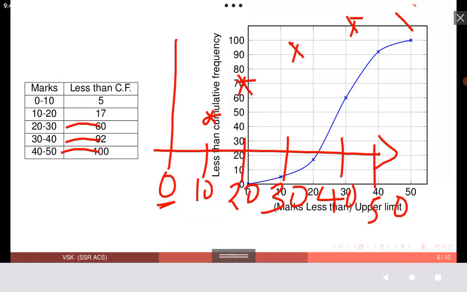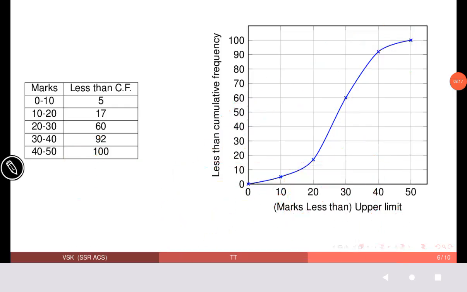And we'll join this with a smooth hand. So that type of curve, as you can see, will be formed. So this type of curve will be formed.